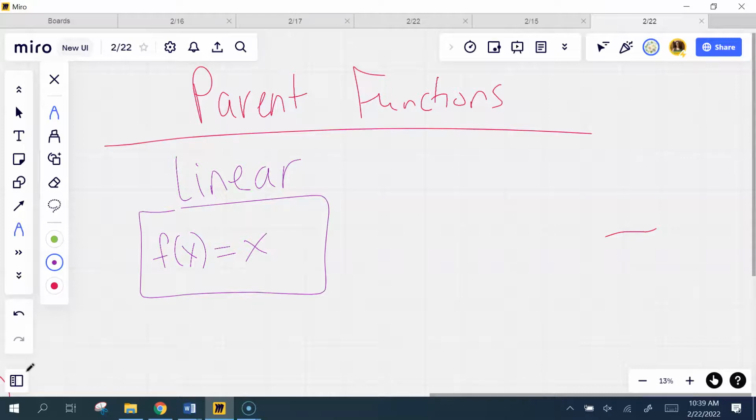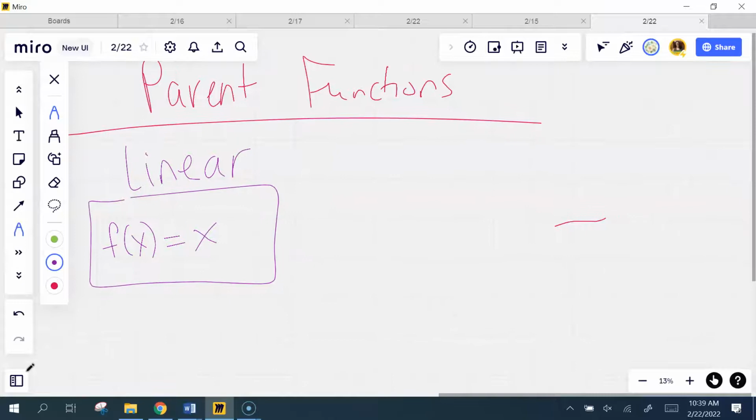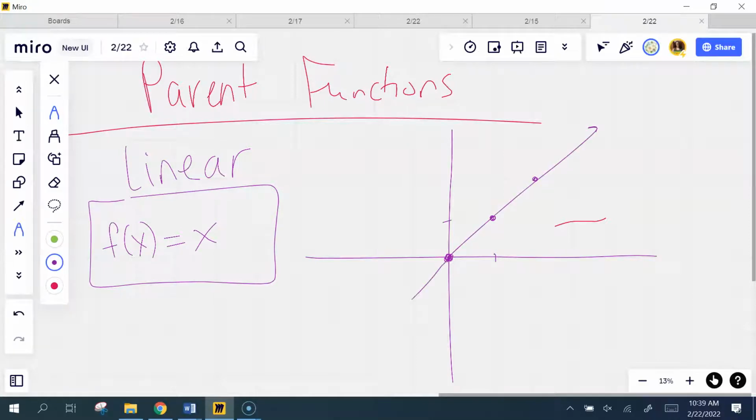So graphically, this should be an easy one for you to graph. What does it look like? It's not a trick question, y'all. It looks like a point, right? It goes through 0, 0, a slope of 1. So that's the line y equals x. Do we all agree?